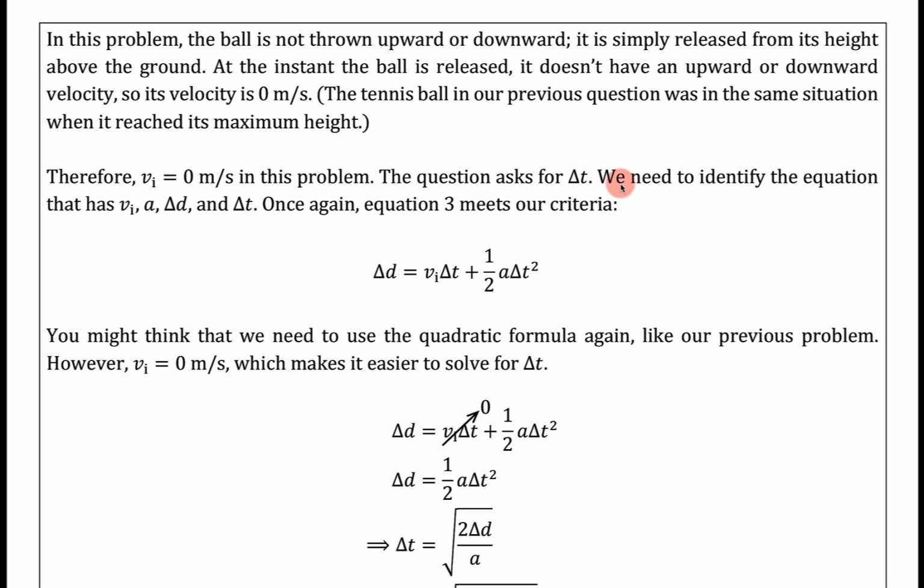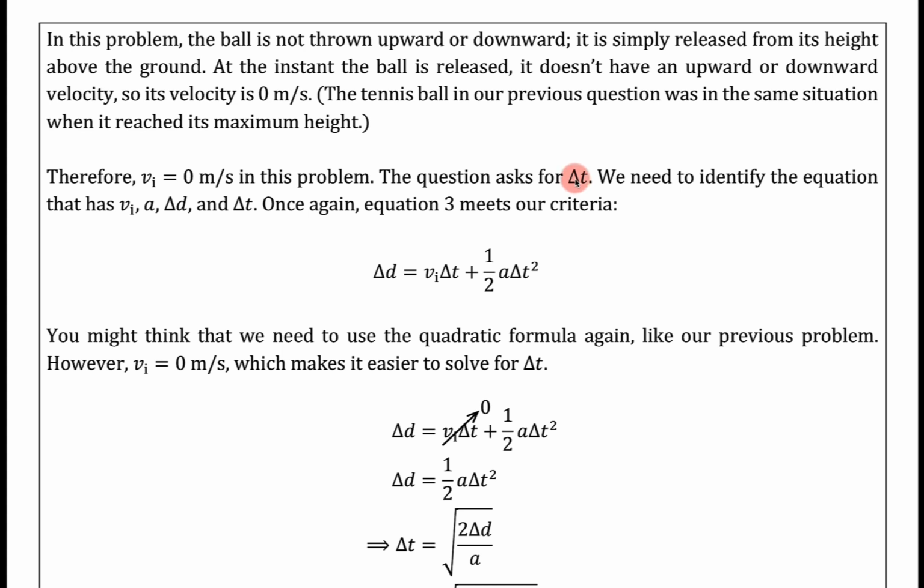The tennis ball in our previous question was actually in the same situation whenever it reached its maximum height. The tennis ball in our previous question had an instantaneous velocity of 0 meters per second when it reached its maximum height. Likewise, in this example, our rubber ball has an instantaneous velocity of 0 meters per second at the instant that it is released. Okay, so we can actually write that our initial velocity in this problem is 0 meters per second.